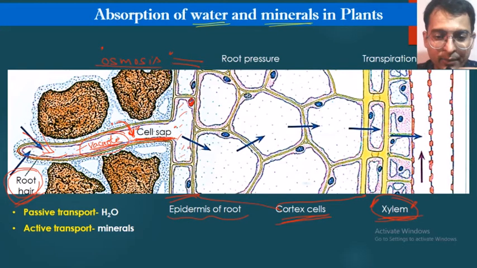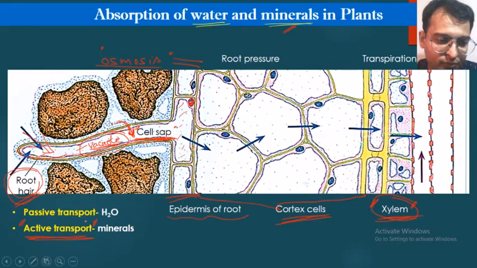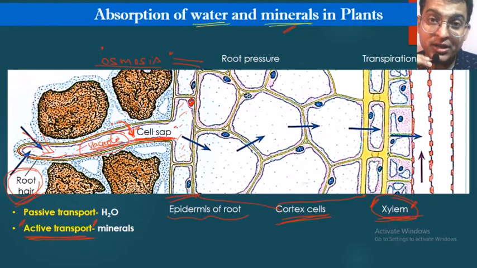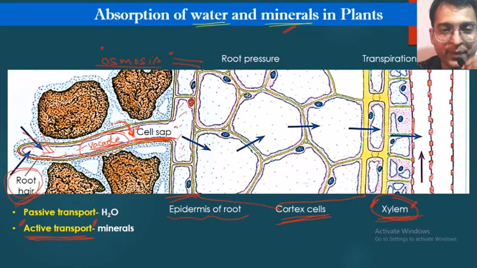So what is going to happen? By the process of osmosis, the water has entered into the root hair. What about the minerals? The transport of the minerals from outside to inside the cell is by the process of active transport. Okay, it is by the process of active transport. Why we are saying active transport? Active means it requires the spending energy. Okay, active, it is not passive, it is active.